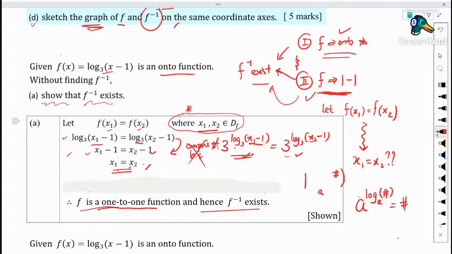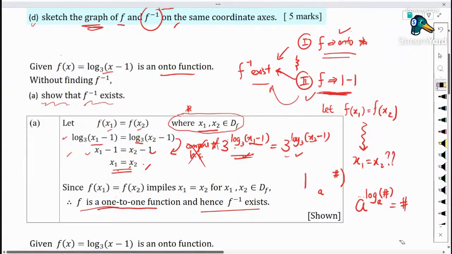And to have more explanation, more reasoning on why it is one-to-one, we mention the sentence here. When you have f(x1) equals to f(x2), it implies to have the result x1 equals to x2. Of course, x1, x2 are in the domain. So it is a one-to-one function. So this is the full solution that we have. This is the extra reasoning to explain why it's one-to-one.